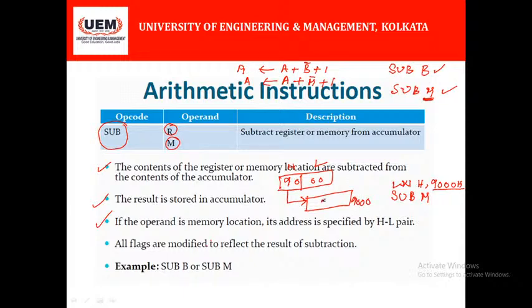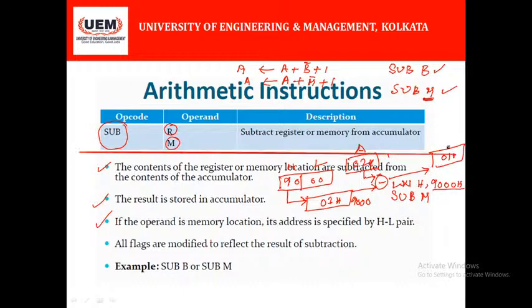9000. Let's say there exists a value 01H, and let's say the value of the accumulator is 02H. Then we perform the subtraction between them, and the result is 01H, and that will be stored in the accumulator.